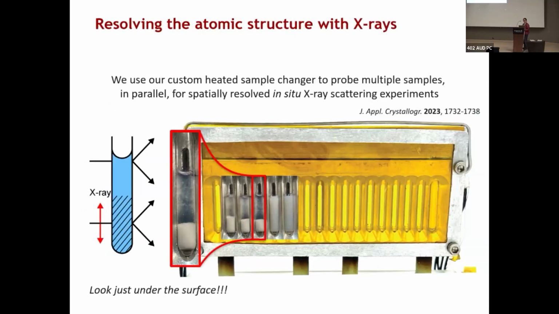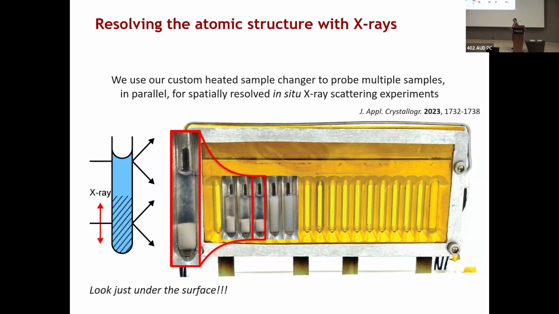And so now we can use this. Now we have this understanding of the kinetics, we can go and look at what's happening in the atomic structure. This is our heated sample changer. We, of course, can look at the accumulated solid by rastering our X-ray beam across the bottom.